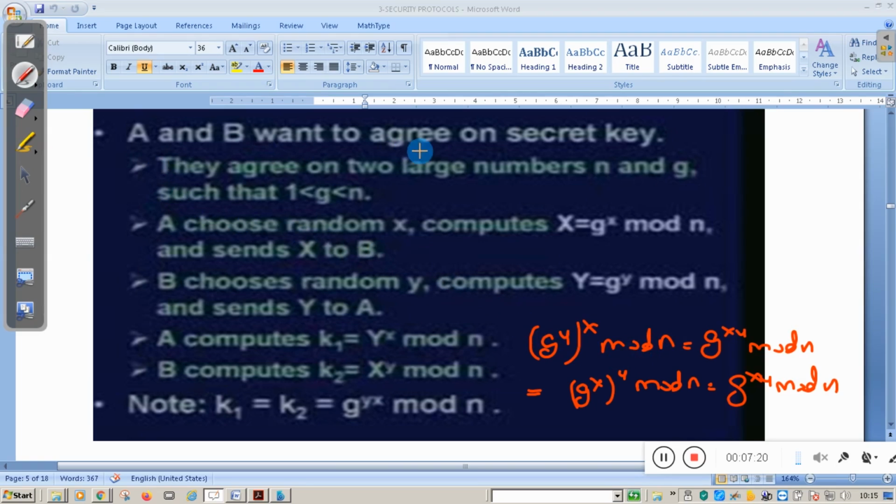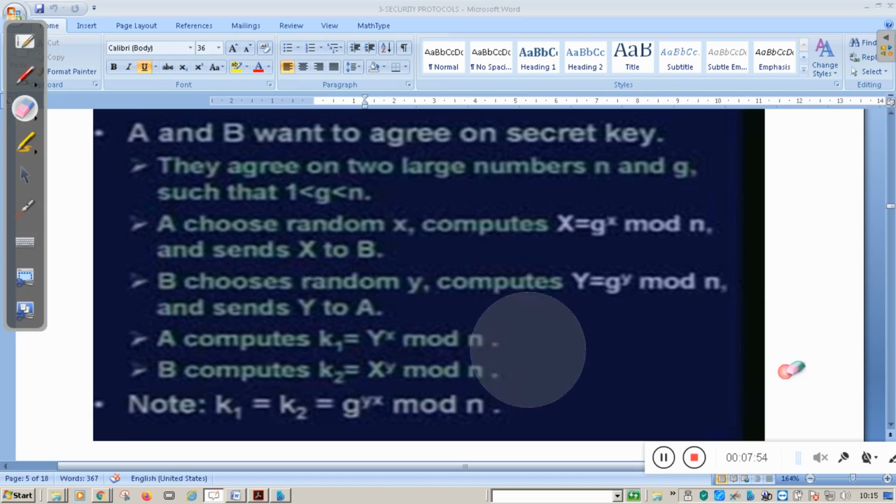That's why both A and B share the single key by means of this calculation. And here the question comes: even if the hacker or attacker is in between the channel, and he gets the information G and N, still it is not possible to find out K1 and K2, because this is called a logarithmic complex problem. According to cryptanalysis, this is a logarithmic complex problem. So in this way both will share the key.